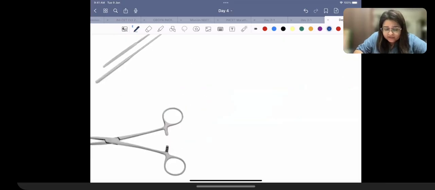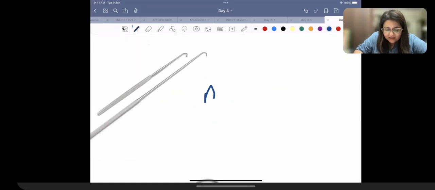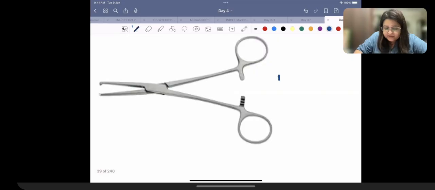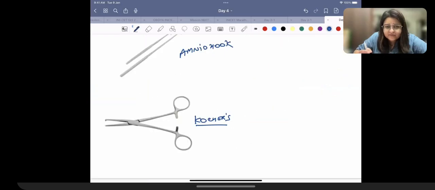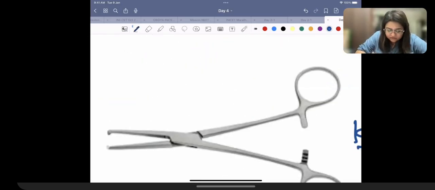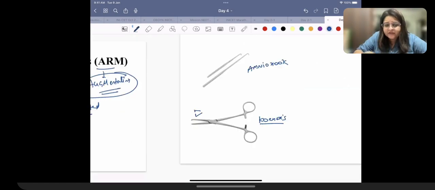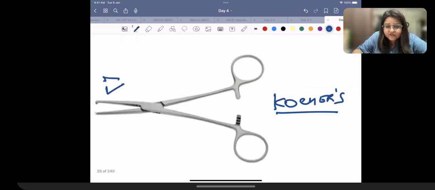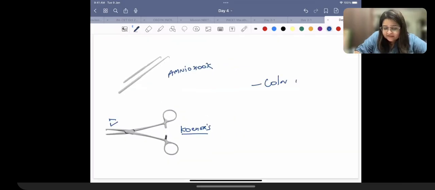How do you do an ARM? You can either use this instrument, called an amnio hook, or you can use this instrument, called a Kocher's forceps. Kocher's forceps and an amnio hook. You can see it has a tooth at the end, so it's sharp. One of the biggest advantages of doing an ARM is you can see the color of the amniotic fluid. So if the patient is past dates or post term where you think meconium may be present, do an ARM. It's an indication for doing an early ARM.